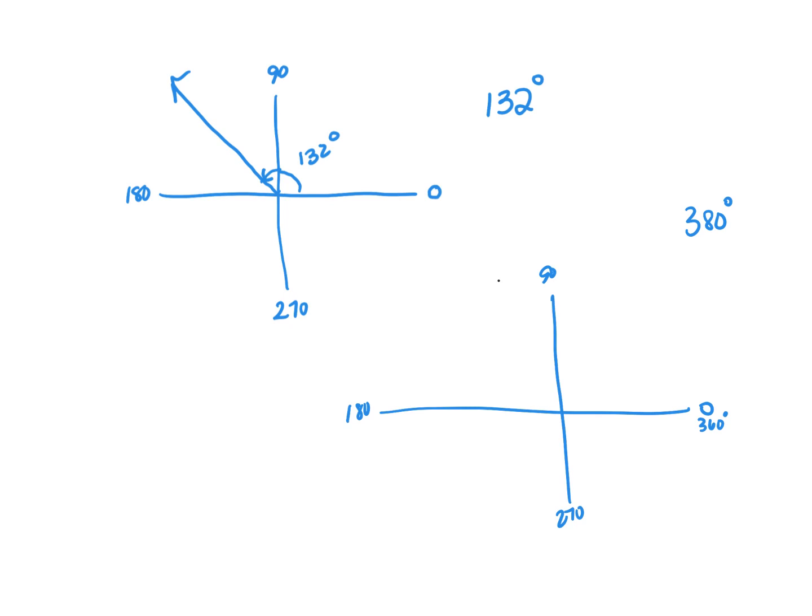So if I want to graph 380 degrees, I have to go around a whole 360, and then I have to go 20 degrees further, and you would have the little arrow there, and that would be 380 degrees.